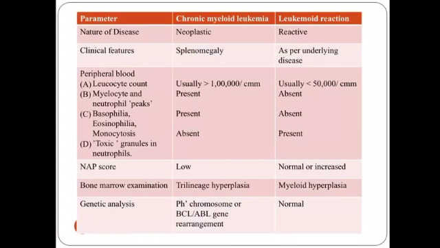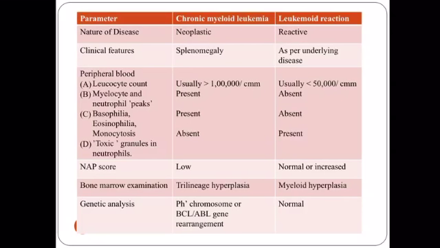First, nature of the disease. CML is a neoplastic condition and the leukemoid reaction is reactive. The details of leukemia we will see in the next practical, but the leukemoid reaction looks like chronic myeloid leukemia, so we have taken the comparison of these two here. Clinical features: splenomegaly is present in CML, while the features are according to the underlying disease in leukemoid reaction.